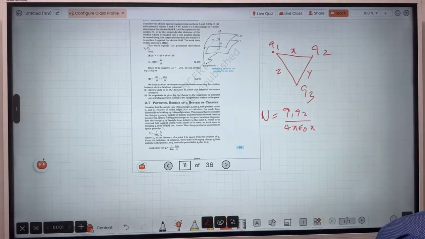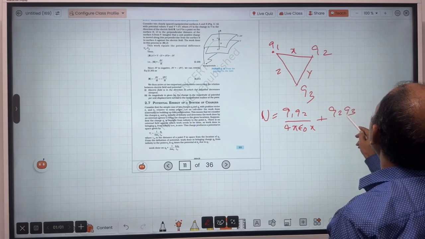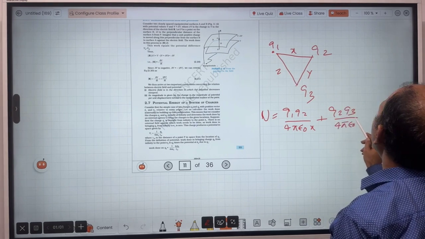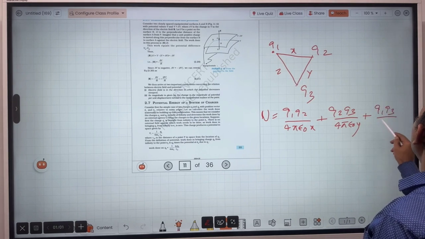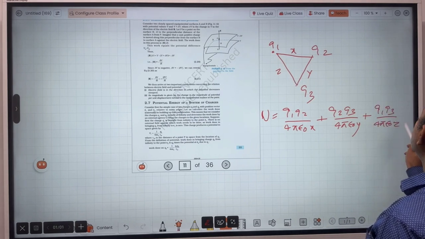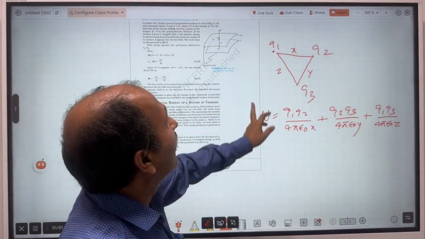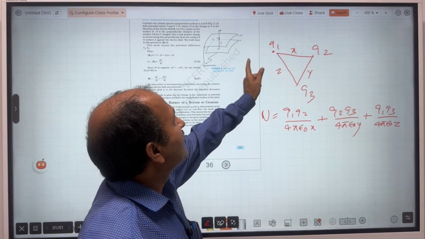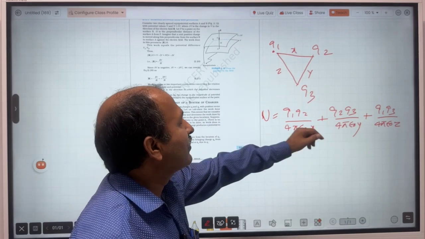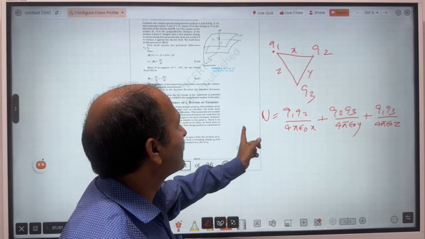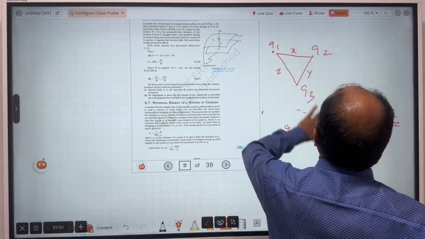Then we take the next two charges. So here Q2 Q3 divided by 4 pi epsilon naught Y. Then we take Q1 Q3 divided by 4 pi epsilon naught Z. So this is how we can find potential energy. Here you have to keep in mind that the sign of the charge must be taken into consideration. If any charge is negative, you have to write it with the sign, because potential energy is also a scalar quantity.